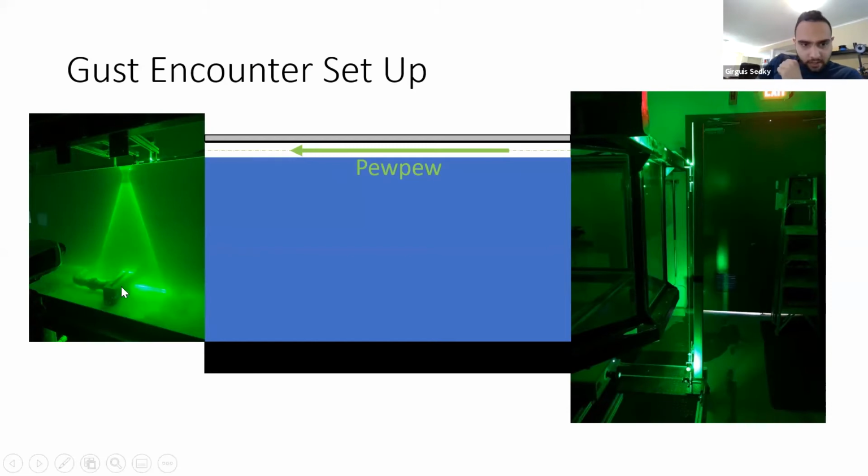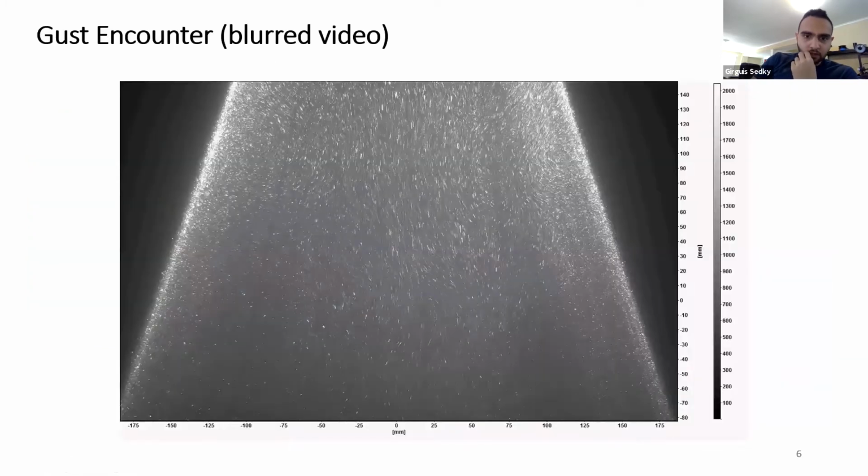Now the gust is coming out of this gust generator. You have a high-speed camera on this side that's looking straight on at the laser sheet. And then we tow the wing into the gust to look at the flow. So this video is an example of one of the cases of the gust encounters I looked at.